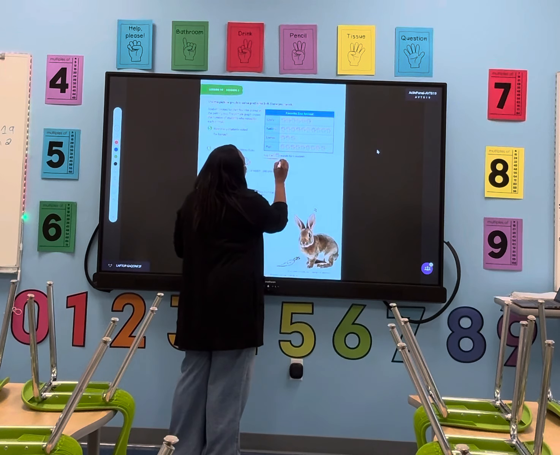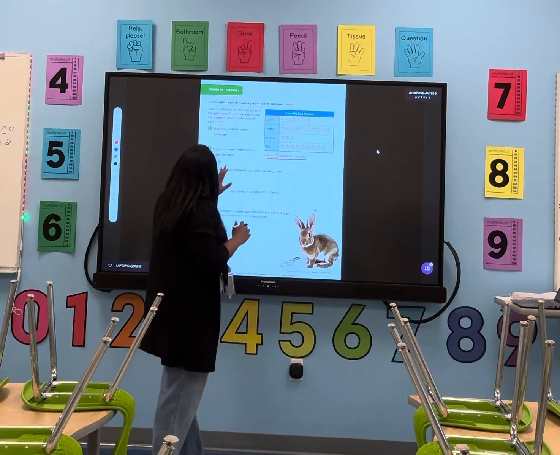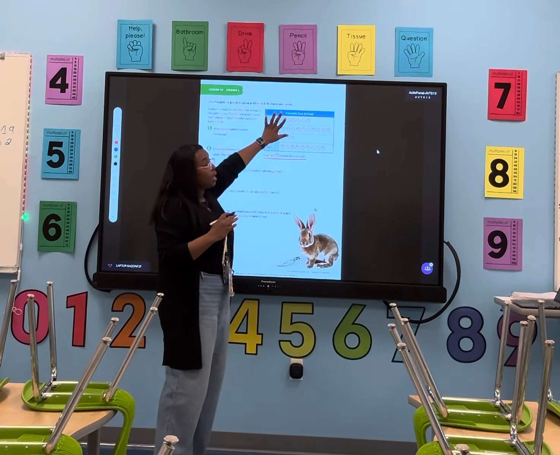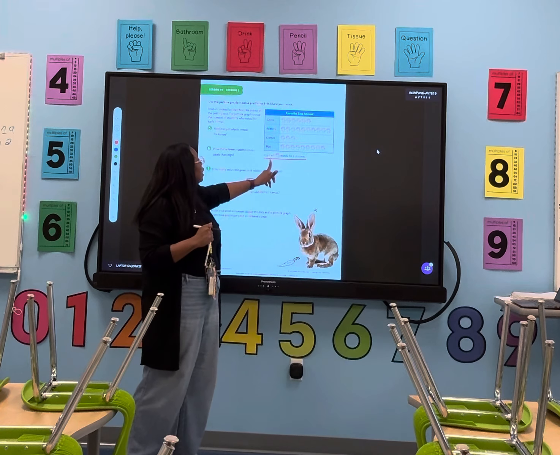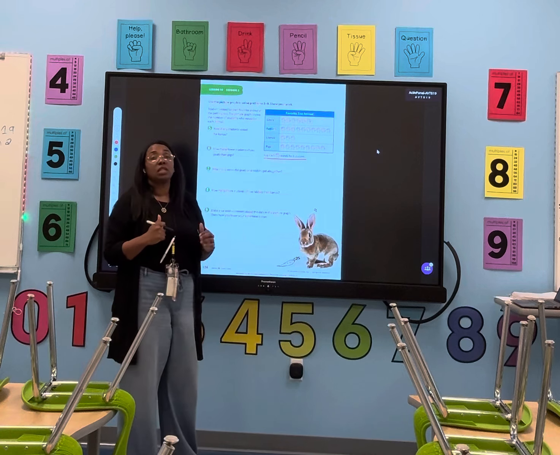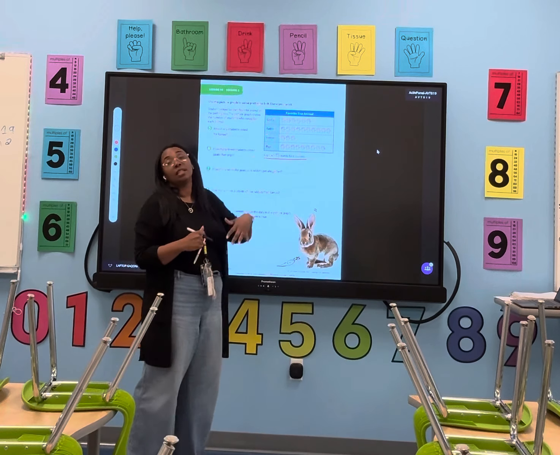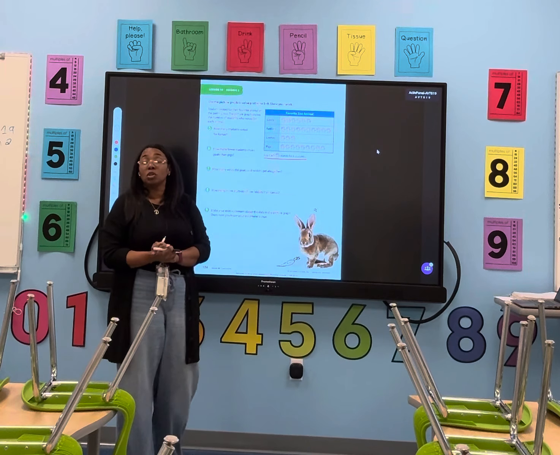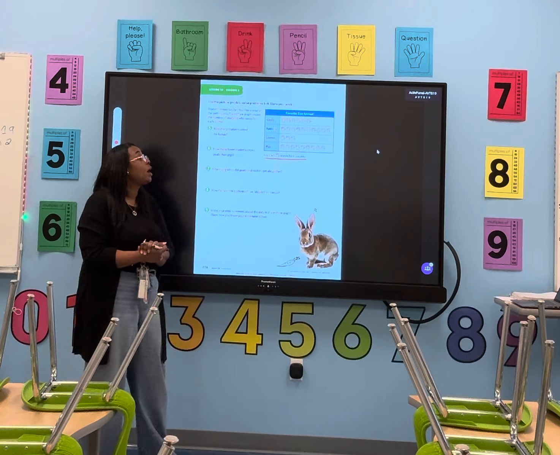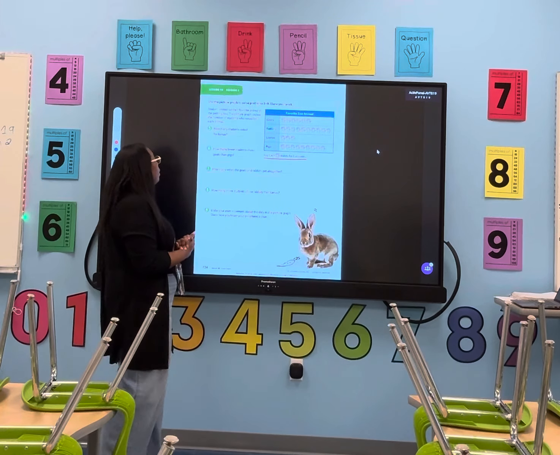Remember, the key is extremely important. The key tells us what each picture means. So they tell us that each hand stands for 6 students. So each one of my little hands is going to stand for 6 students. So make sure you keep that in mind when we start solving our problems. So let's look at number 5.